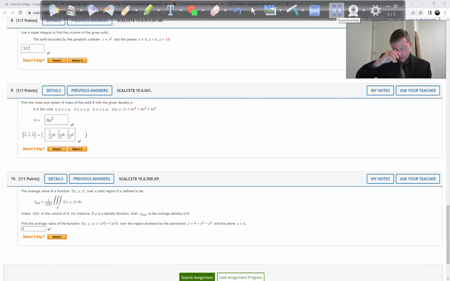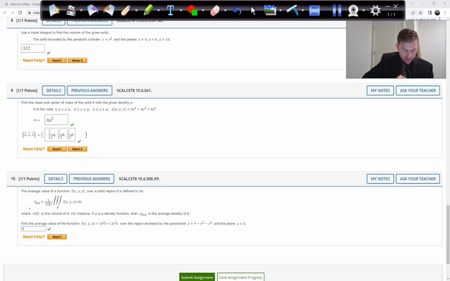Okay, for problem 10, they want us to find the average value of a function over a solid region E. And they give us this equation here. And E is the region defined by, let's see here. The function is 3x squared z plus 3y squared z over the region enclosed by the paraboloid z equals 4 minus x squared minus y squared, and the plane z equal to 0. So I'm not even going to try to draw that.